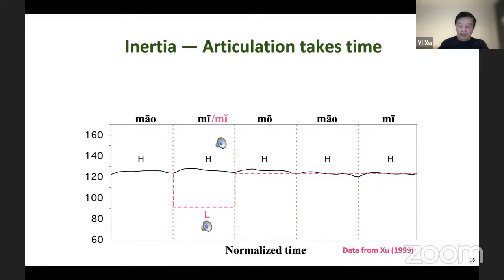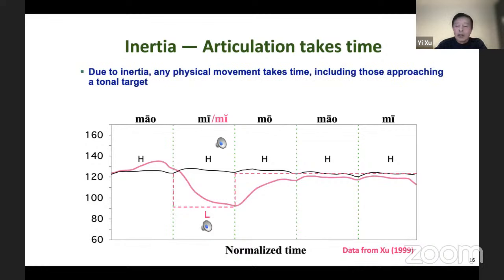There is no reserved transition period, except that the transition itself happens during the tone production itself. So the transition toward the low target happens during the low tone syllable, and the transition back to the high tone happens during the high tone syllable.